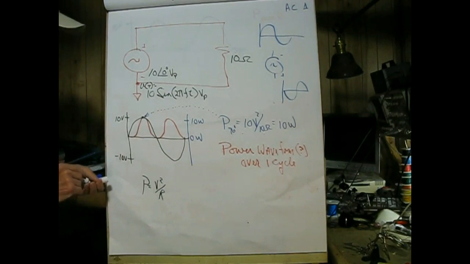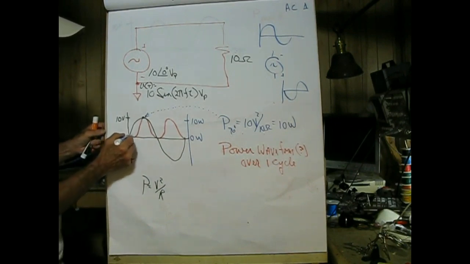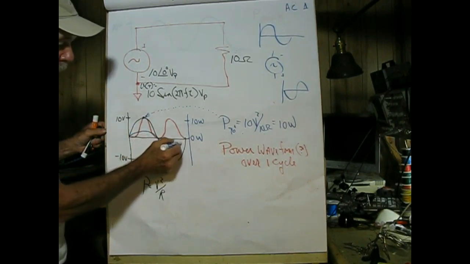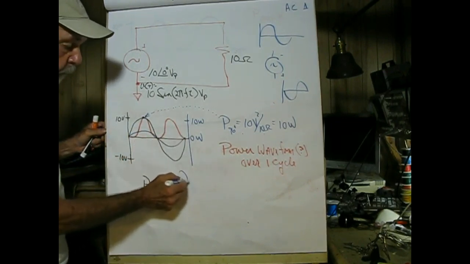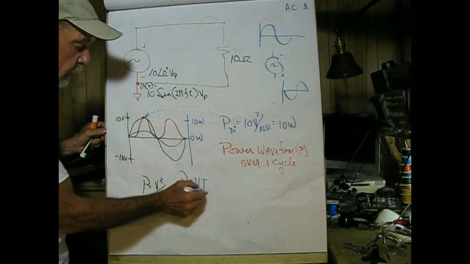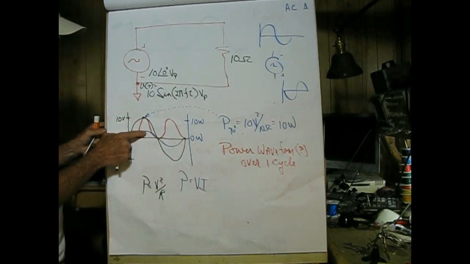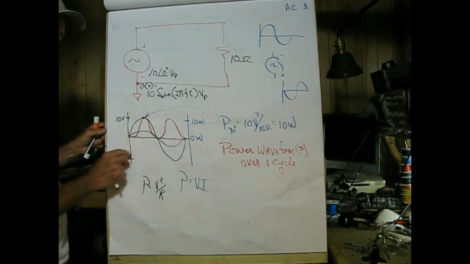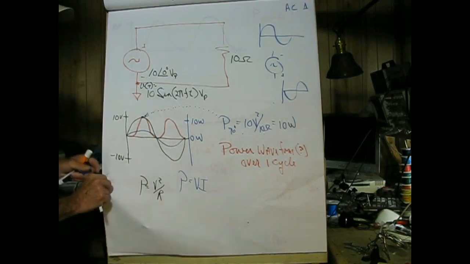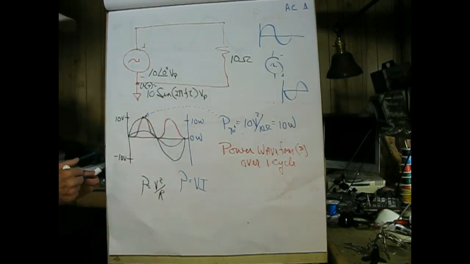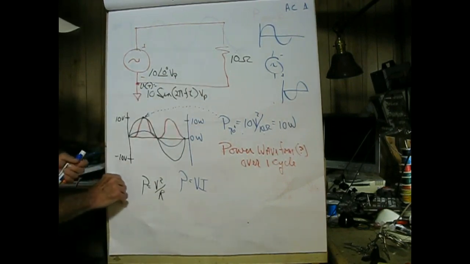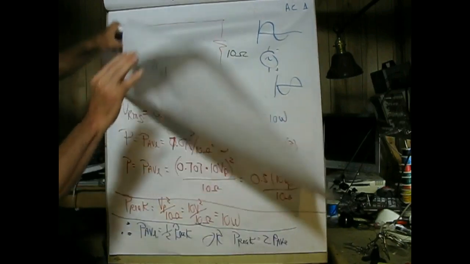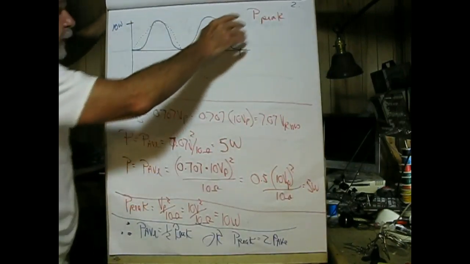Likewise, if you don't want to use V squared over R and you elect to put the current in, P equals VI. Here you have positive voltage, positive current in red, positive power. Negative voltage, negative current in red, positive power. So there's no reactive elements in this, it's just pure resistance. And we're not, like I said before, going to be getting into phase shifts just yet.